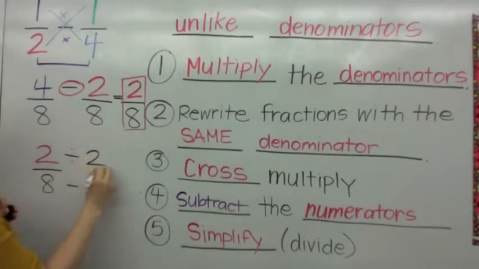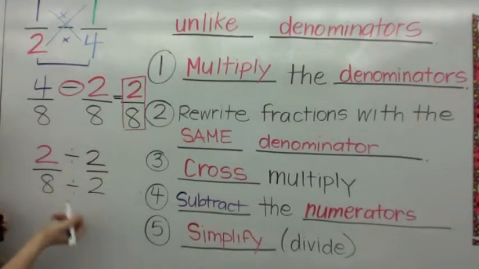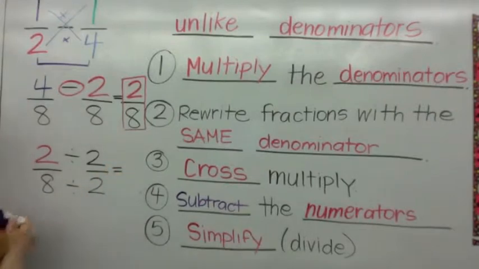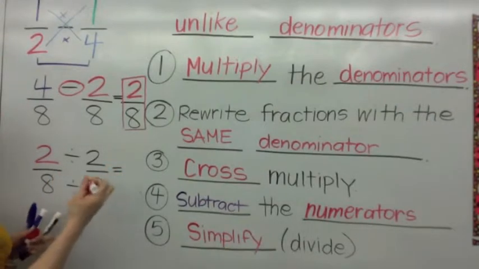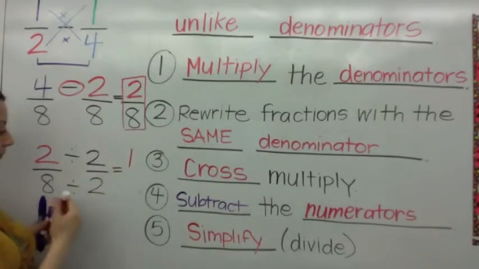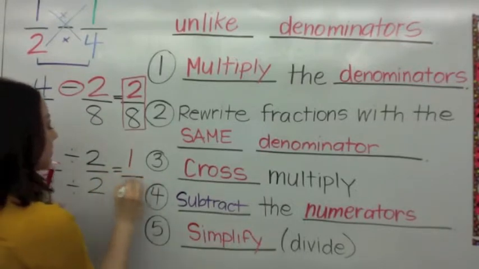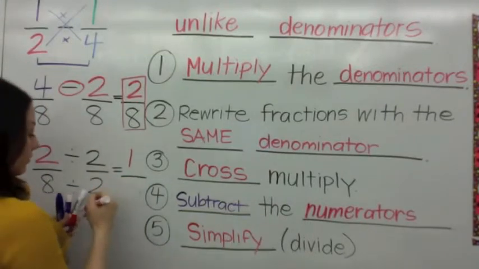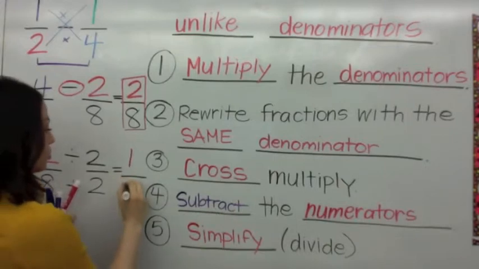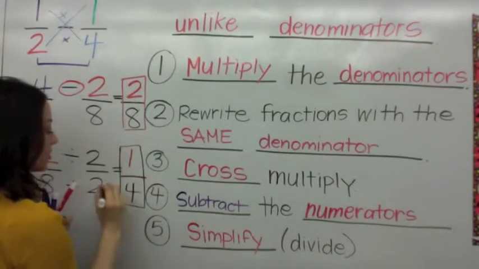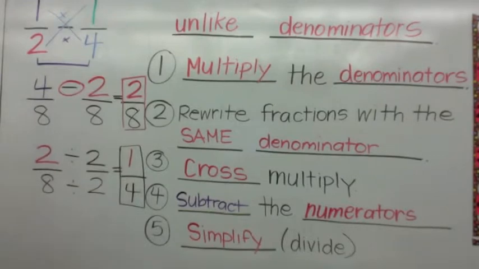Right, you're really dividing by 2 over 2, which really is 1. So you're not changing the fraction, you're just making it look smaller. What is 2 divided by 2? Any number divided by itself is 1. And then 8 divided by 2 is 2, 4, 6, 8. It's 4. So your new fraction and the answer simplified is 1/4. Go ahead and write that down.